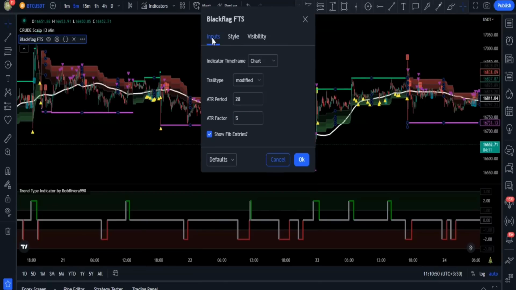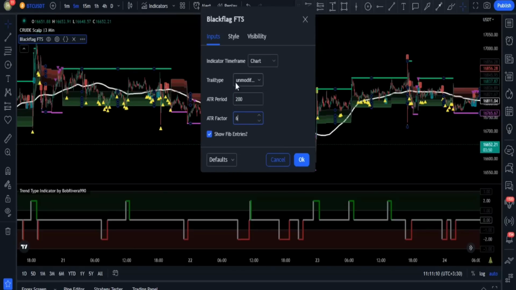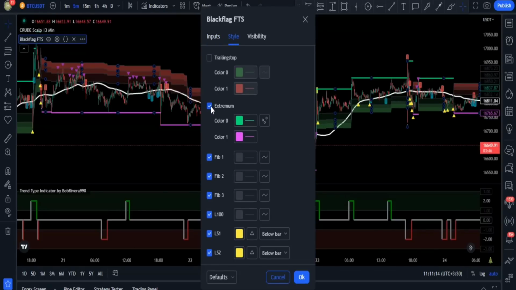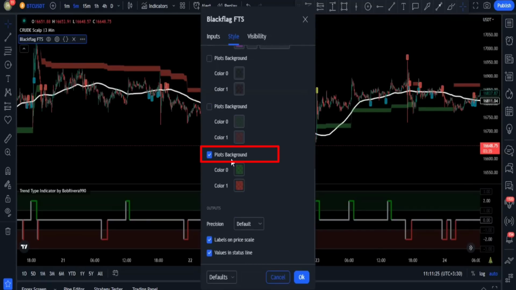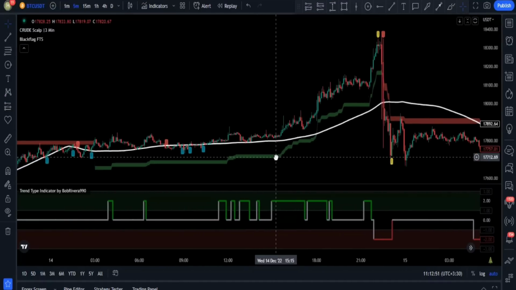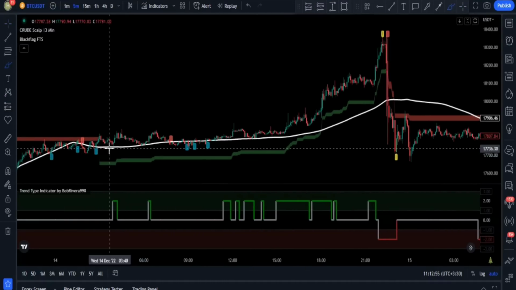And in the Inputs tab, change the trail type option to unmodified and set the ATR period to 200. Next, we change the ATR factor to 6. And then in the Style section, we disable all the options except the last plot's background option. This indicator showcases the trend of the market clearly.